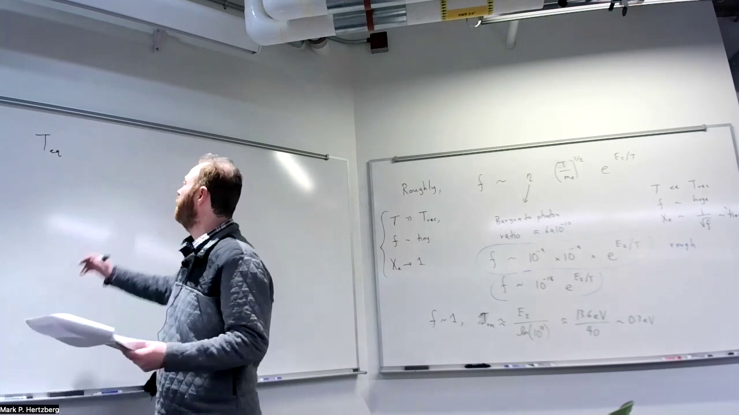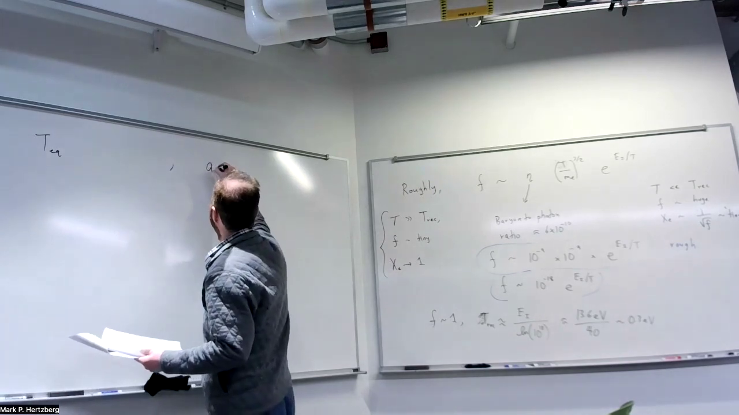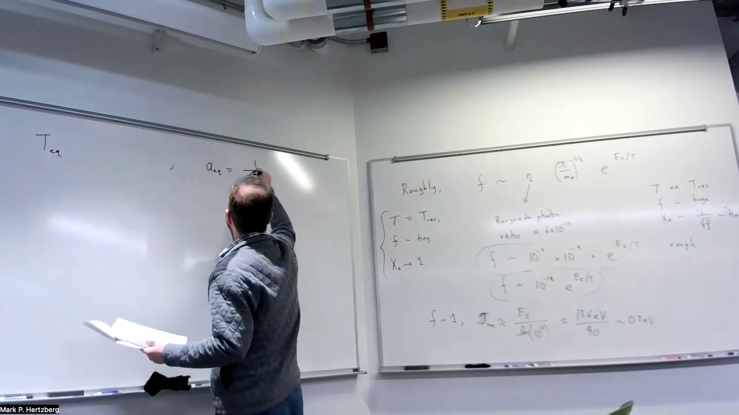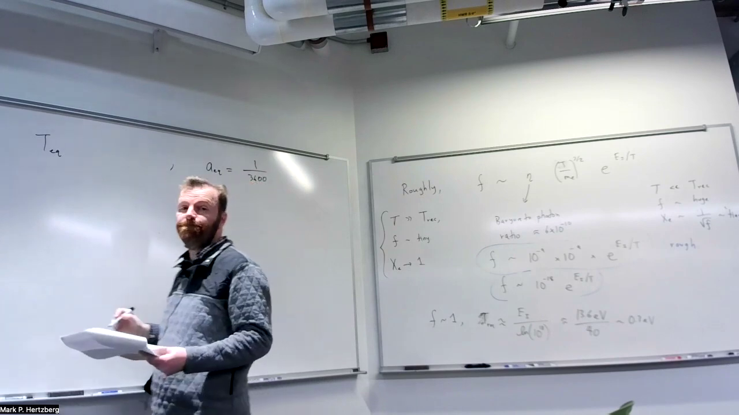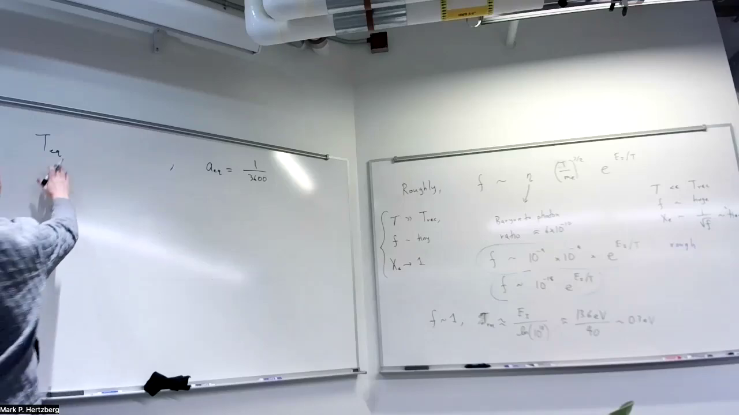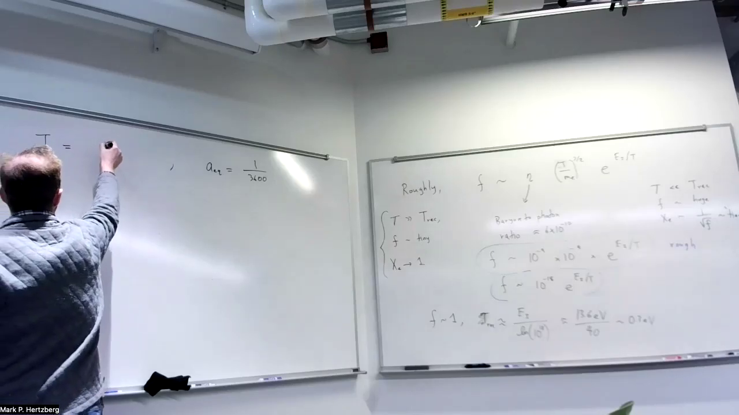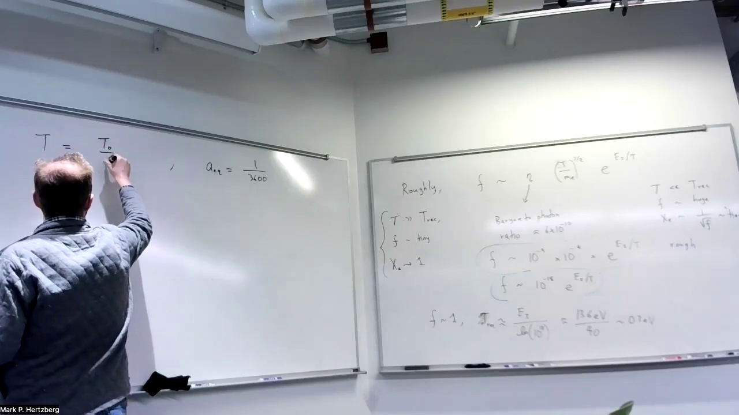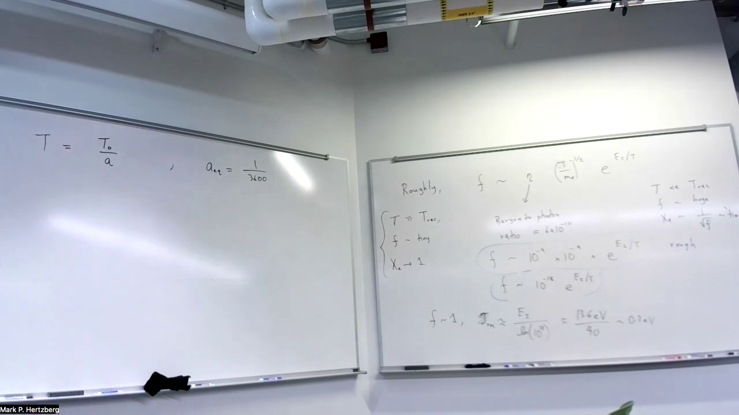1 over 3,600, right. So if you recall, the scale factor 1 over 3,600 was matter-radiation equality. And temperature, you can just write as today's temperature over the scale factor. Temperature redshifts like 1 over a.